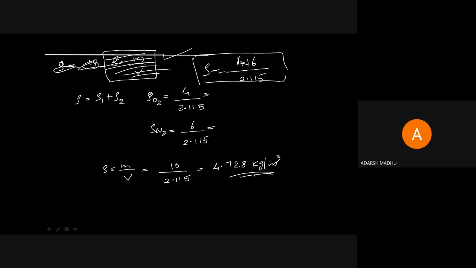And the last question, that is the fifth question, is to find out the partial pressures and partial volumes. That is PO2, PN2, VO2, VN2. They have only our equation PV equal to mRT or PV equal to nRT.